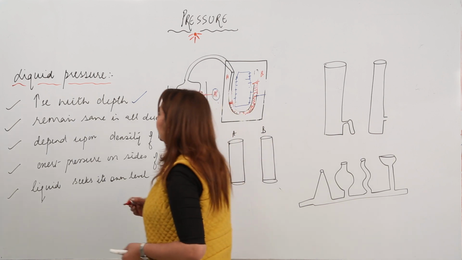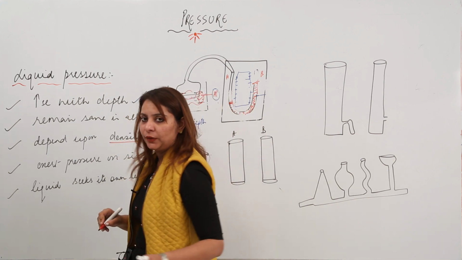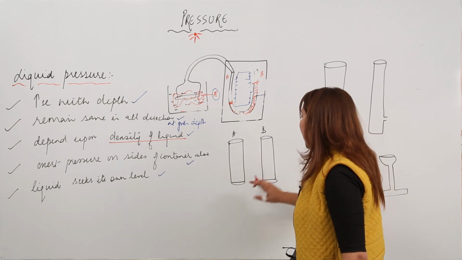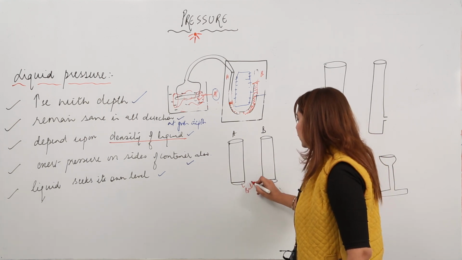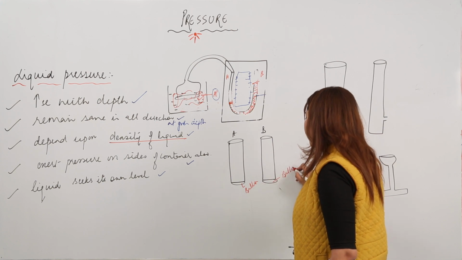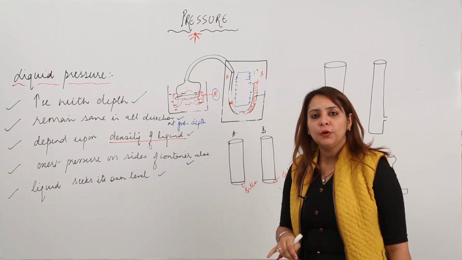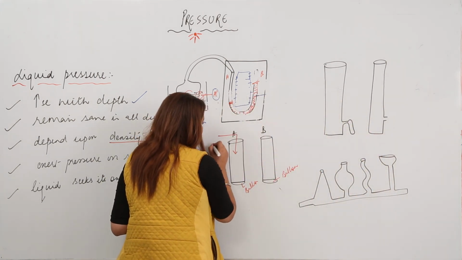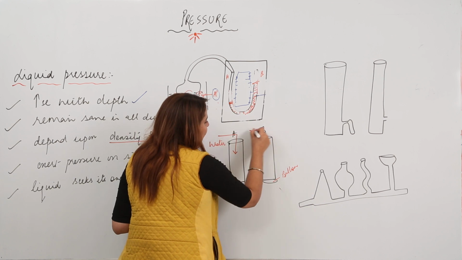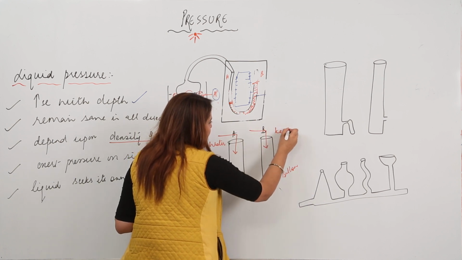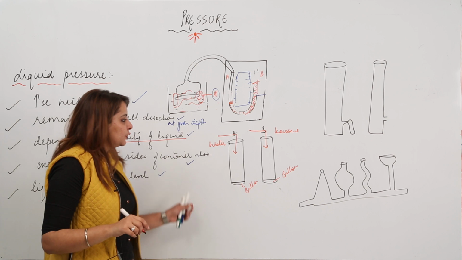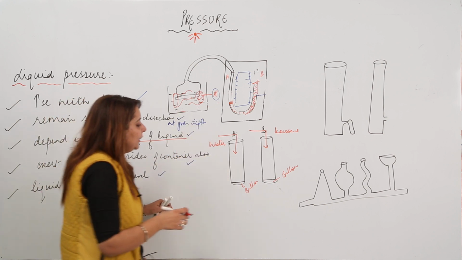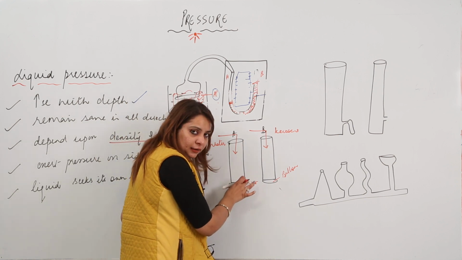Third is that liquid pressure depends upon the density of the liquid. To prove this, I have two tubes of the same size, and a balloon of the same size attached to the bottom of each of these two tubes. Now I am going to fill tube A with water, and tube B with kerosene. Anything stretchable attached here bulges out.